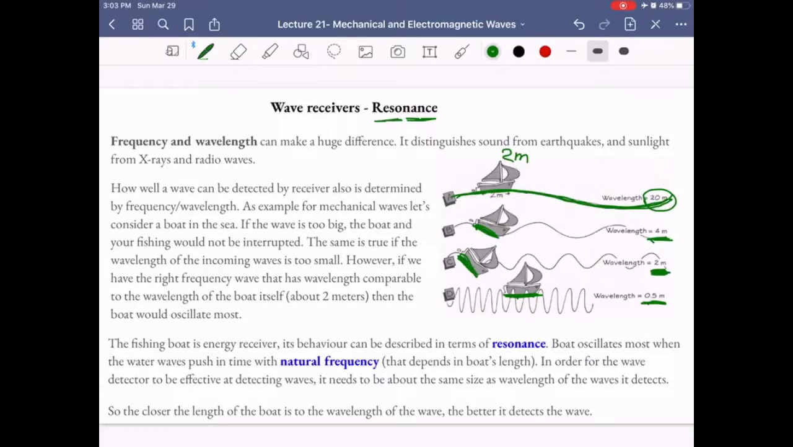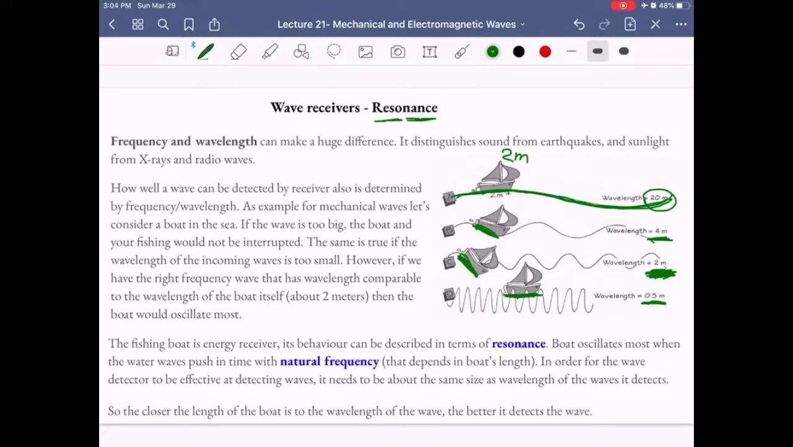So the boat resonates with the waves and is affected by the waves more. And this boat has its natural frequency or natural wavelength of 2 meters. So the incoming wave would have to be 2 meters to be able to be detected by the boat. Or a natural frequency that corresponds to whatever that 2 meters is.